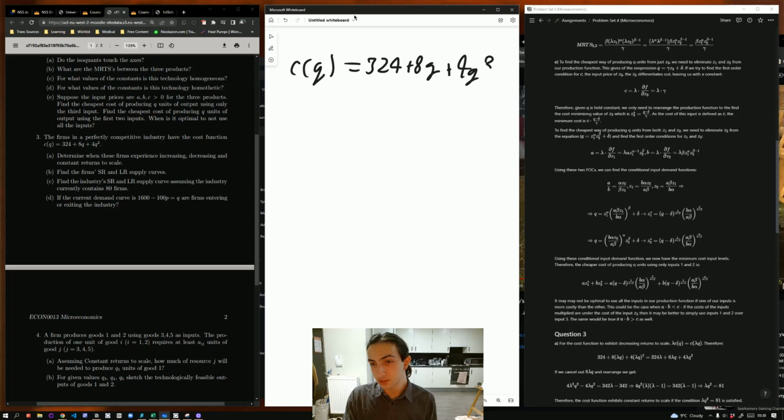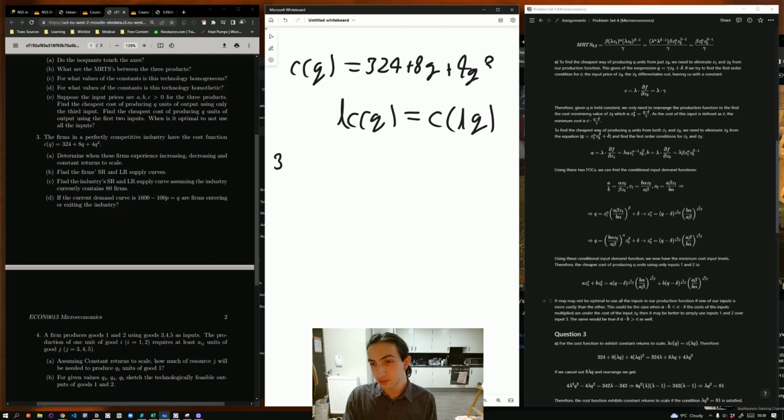So decreasing returns to scale? I wrote decreasing, but I think I meant constant there. Right. So for constant returns to scale to be true, we know that this must be the case. Okay, so we're going to make something that looks like that.